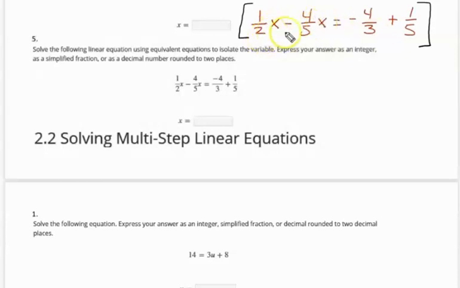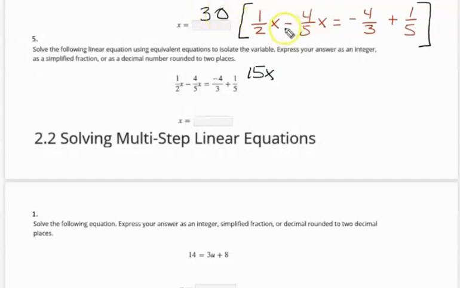Would 30 take care of all our denominators? And the answer is yes. So we're going to multiply everything by 30. So each term, this is one term, one term, one term, one term. So 2 goes into 30 15 times. So 15 times 1 is 15x.